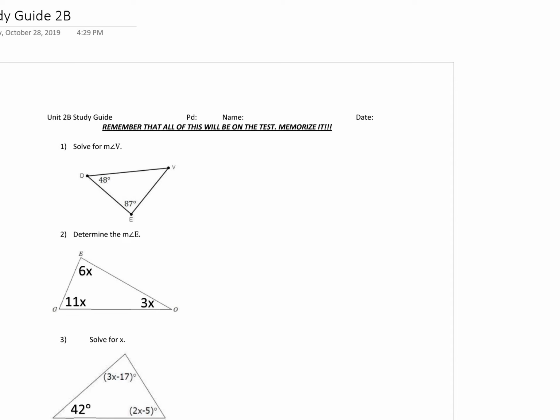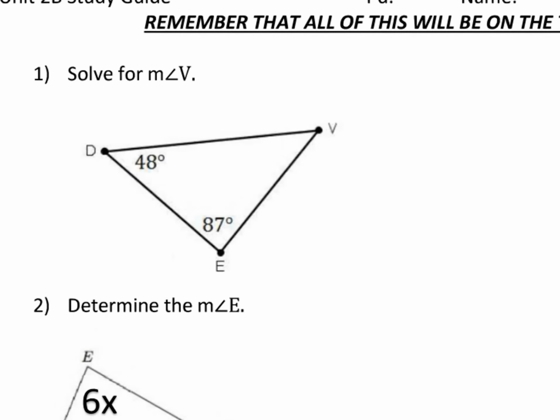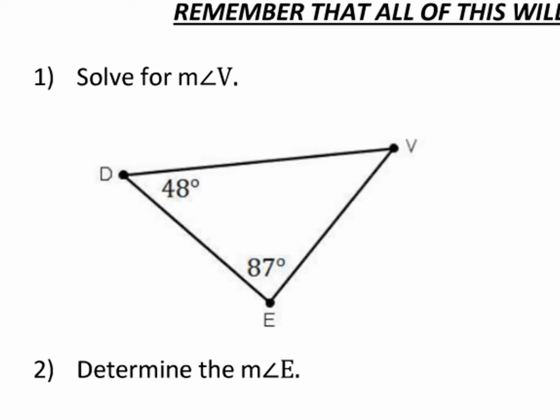Right, here's our study guide for Unit 2B, which is on triangles. On the first one, we are simply using the idea that all the angles of a triangle equal 180. So that should be no problem. When I take 180 minus 48 and 87, I would get 45 degrees. That's what's left over when I take away 48 and 87.